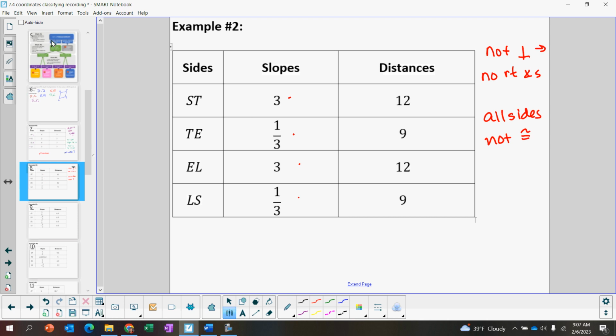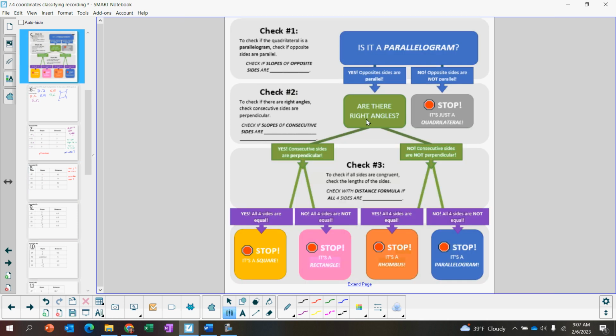So if we look at our chart, are there right angles? No. Are all sides congruent? No. It is a parallelogram.